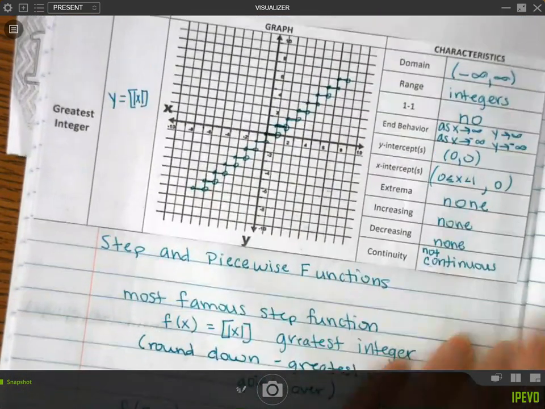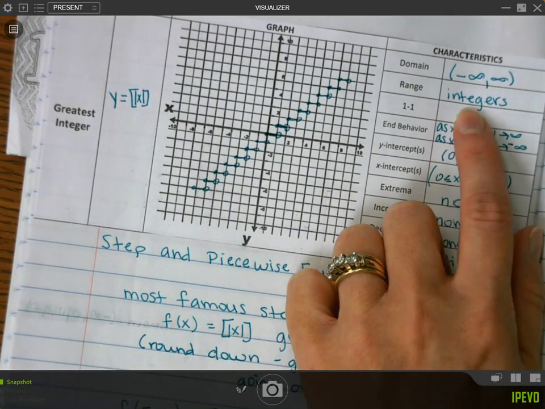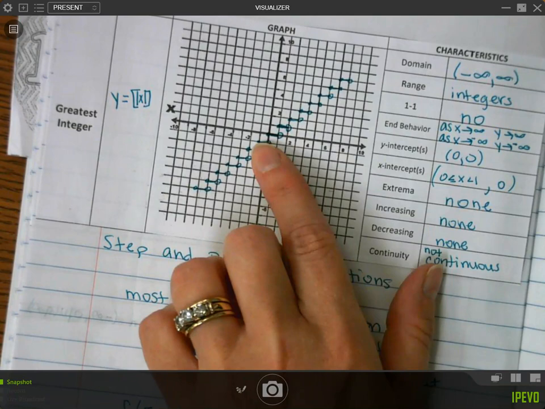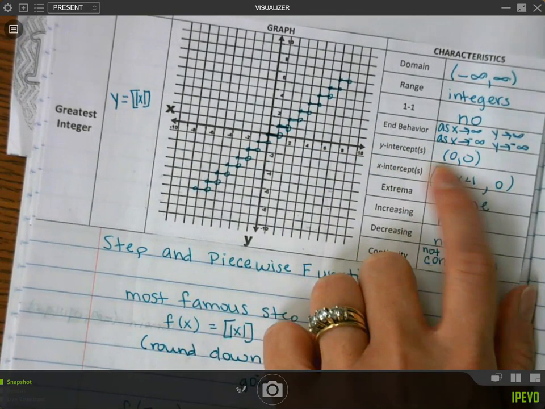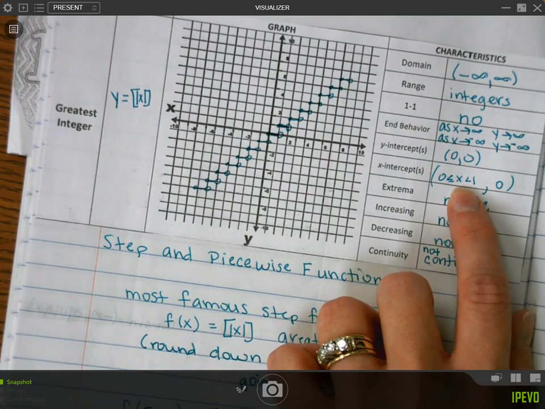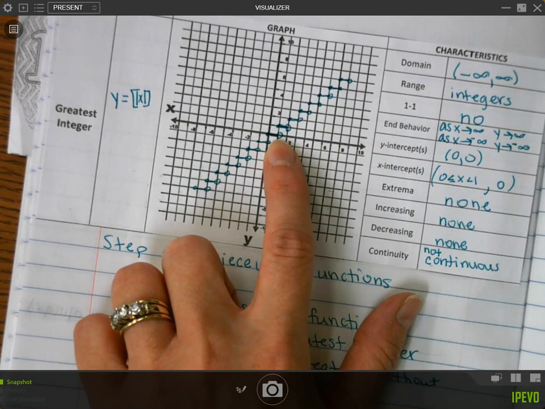So we have a domain of all real numbers. Our range is just integer values. There's no decimals and fractions involved. This is not one-to-one because it won't pass a horizontal line test. It has a y-intercept at 0, 0, and an x-intercept at every x value between 0 and 1. And you see this whole little chunk, those are all x-intercepts.